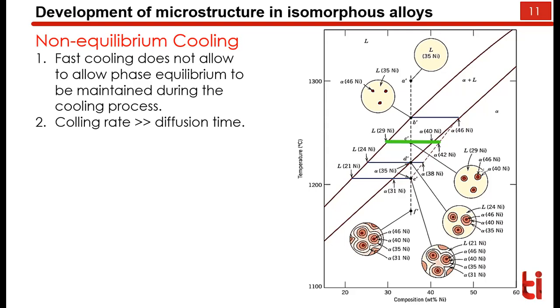Now the second alpha which has grown is depleted in nickel. So the composition will be basically 46%. So it starts making a kind of core structure. Okay, core structure means the first one is alpha. So we have this one. I'll put it the other way around.